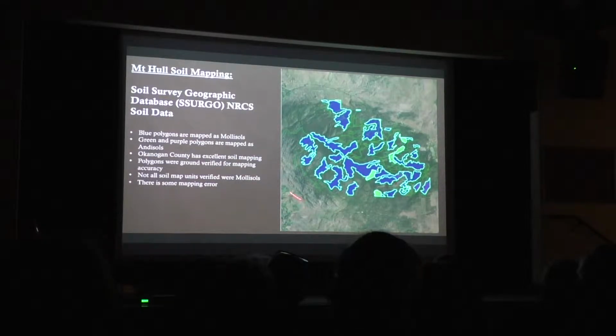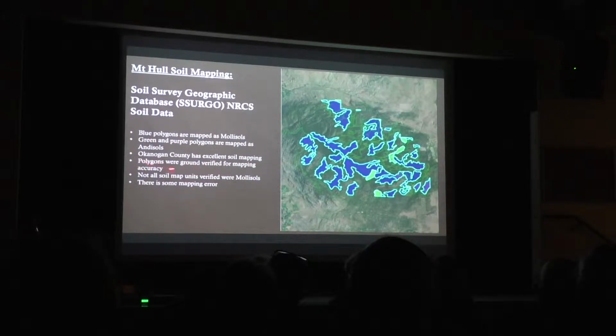So what I did was I used that SURGO data. I mapped it on Mount Hall. The blue polygons are the mollisol, the grassland soil types. Then the green polygons and those purple polygons, those are the volcanic ash cap soils, the andisols, and we'll get to why those are important here in just a little bit.